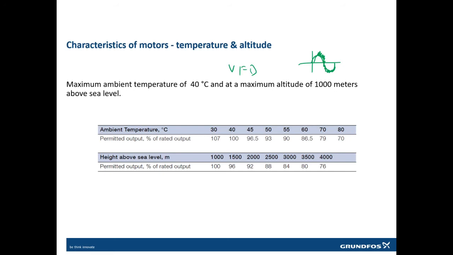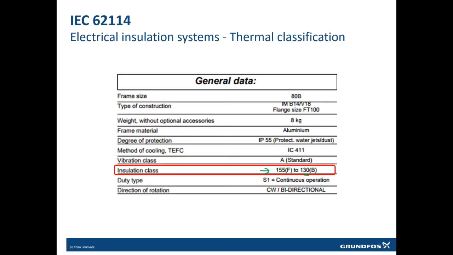So if you're using a motor with VFD and you need to derate it to 50 degrees or to 55 degrees, you need to increase the power by 10%, or 1 minus the derating power. Or you need to derate in case you are using higher ambient temperature or higher altitudes. This is the F to B insulation class.